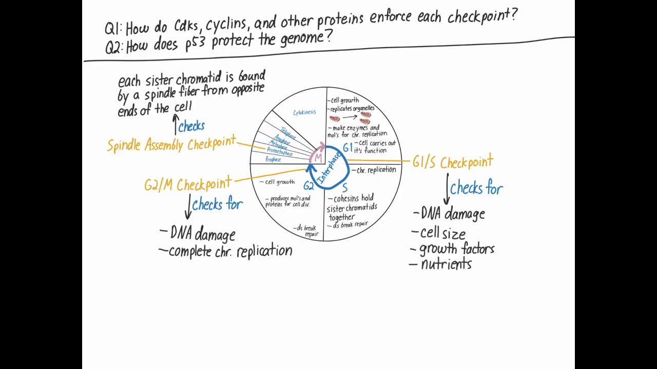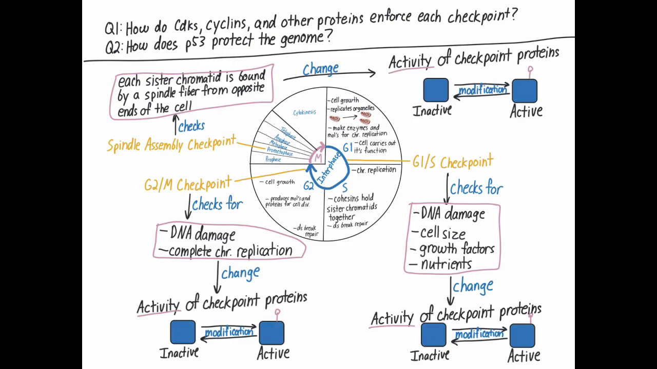Last time we examined the various factors, like cell size and DNA damage, that determine whether a cell passes each checkpoint and eventually divides. Some factors, like nutrients and growth factors, push the cell forward through the cell cycle, while some factors, like DNA damage and lack of spindle fiber attachment, pause it. These factors do this by changing the activity of proteins that enforce these checkpoints, usually by causing these proteins to be modified in some way.